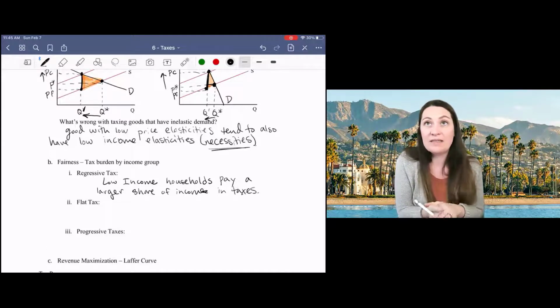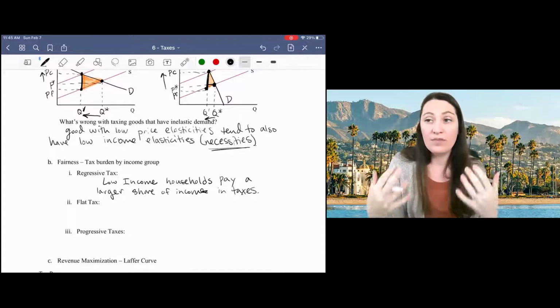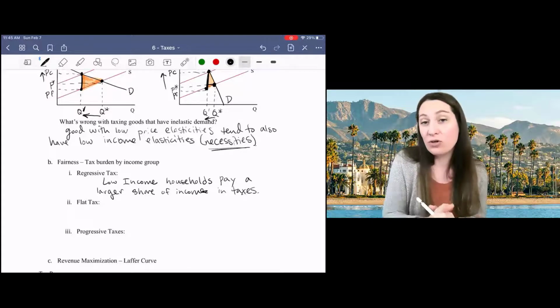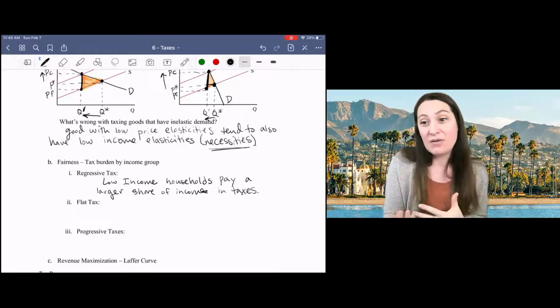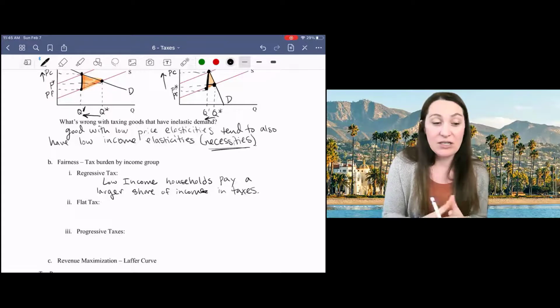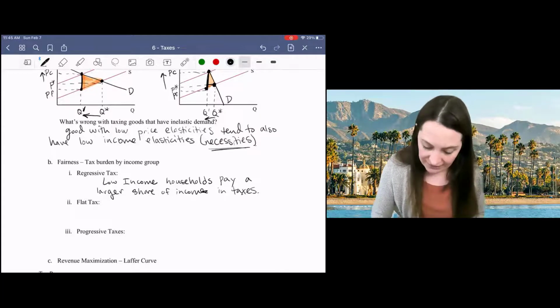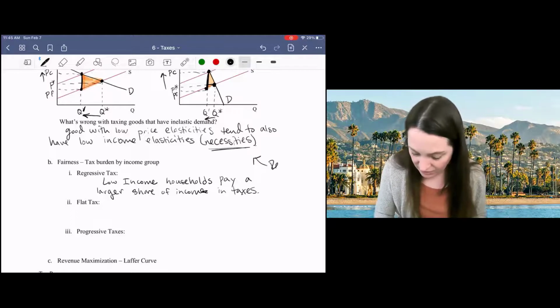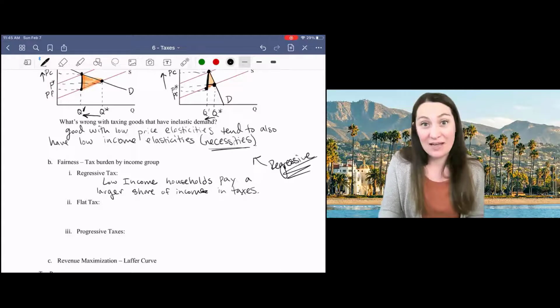So that means that because low-income households are spending more of their money on necessities, right? A larger share of their budget is going towards housing and food, right? And other necessities, that if we tax those goods, then a larger share of their budget will go towards taxation. And so taxes on necessities are widely considered to be regressive. They are regressive and therefore widely considered to be undesirable.